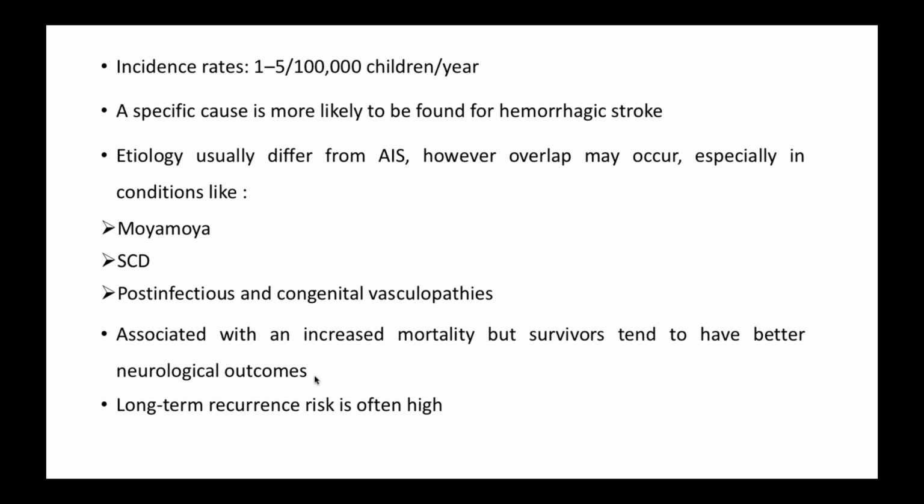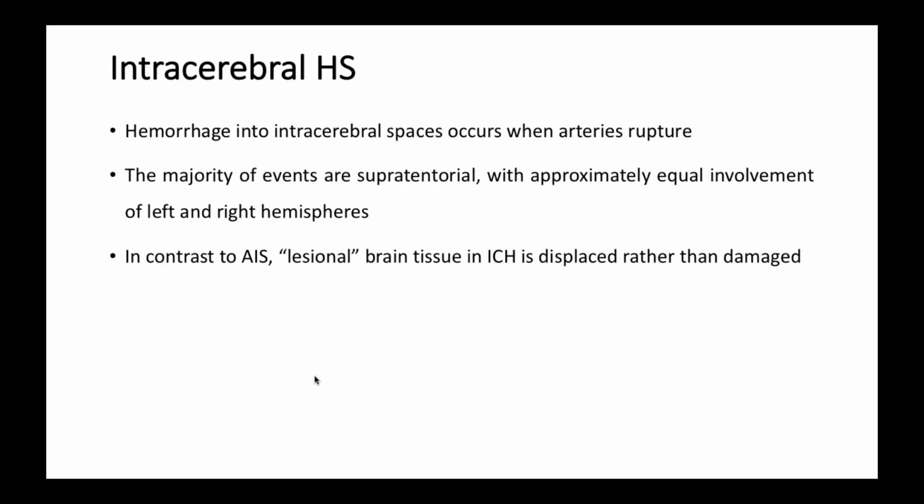Usually there has to be a cause, so the etiology is usually found in these cases. And how does it differ from AIS? The etiology usually differs. However, there may be some overlap, which we already discussed: in Moya-Moya, in sickle cell disease, and in post-infectious and congenital vasculopathies, there is a chance of both ischemic and hemorrhagic strokes. Usually there is a high mortality in the acute period. However, when there is a survivor, there is a better prognosis, but the long-term risk of recurrence is higher.